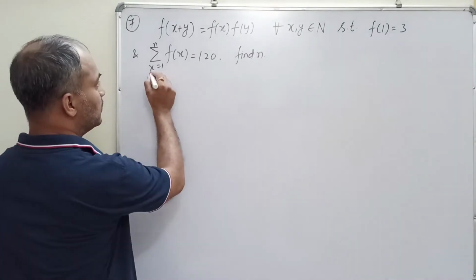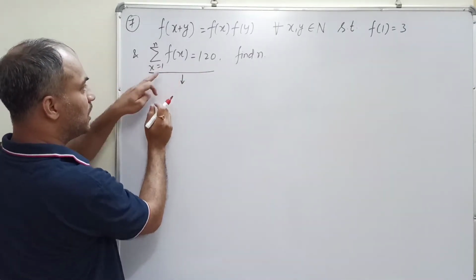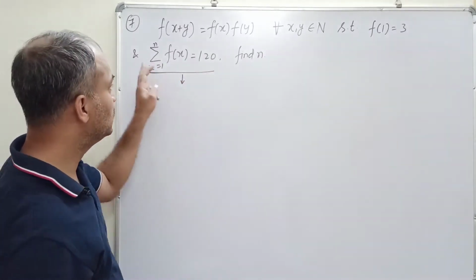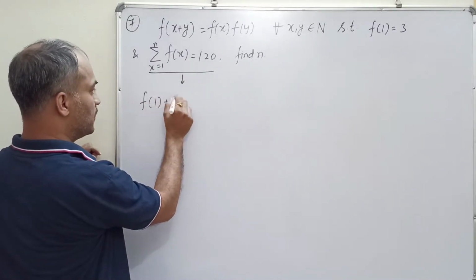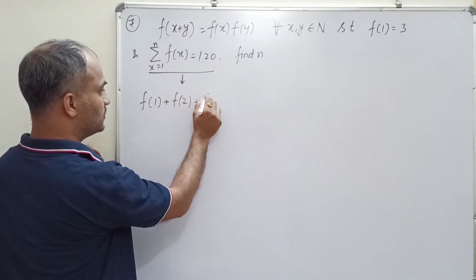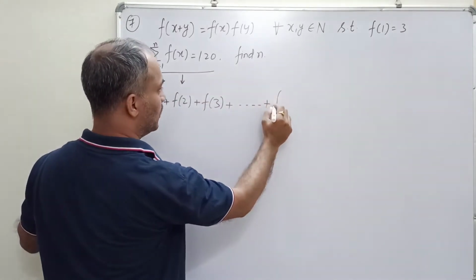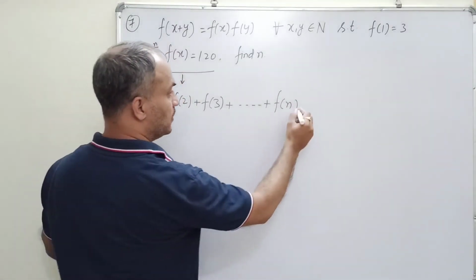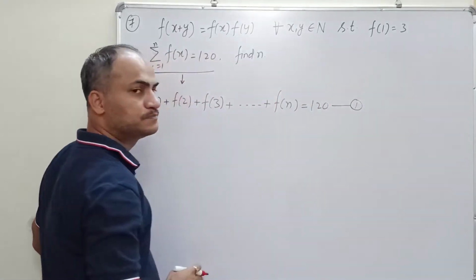So what does it mean? Let us first understand. This means that we have to put x equal to 1, 2, 3, 4 till n, and then add these values. So this is equal to f(1) plus f(2) plus f(3) and so on till the last term, f(n). This value is given to us as 120, equation number 1.